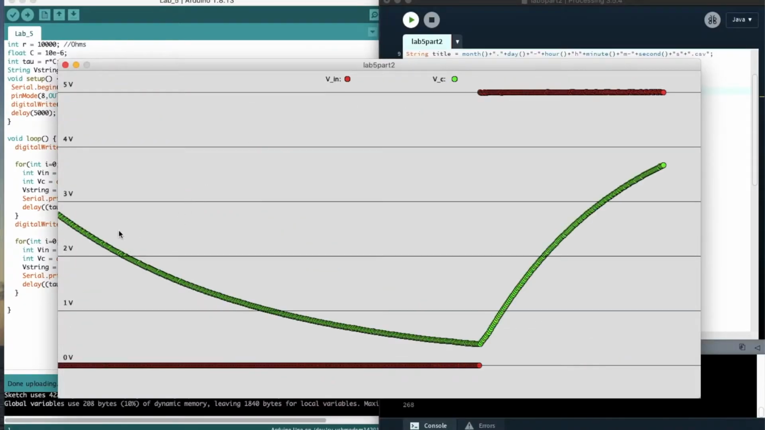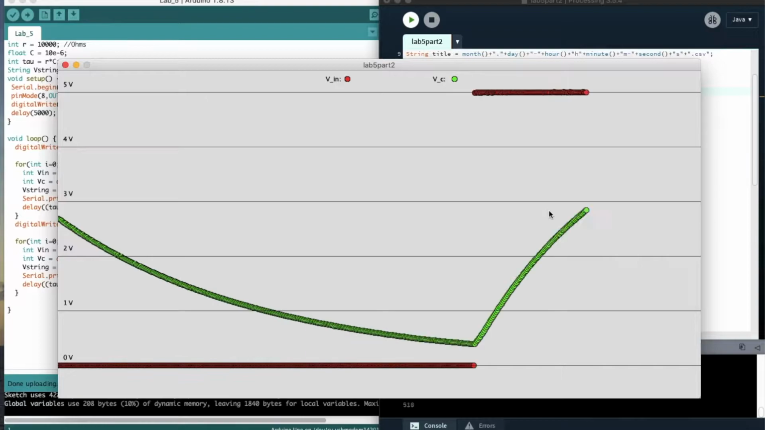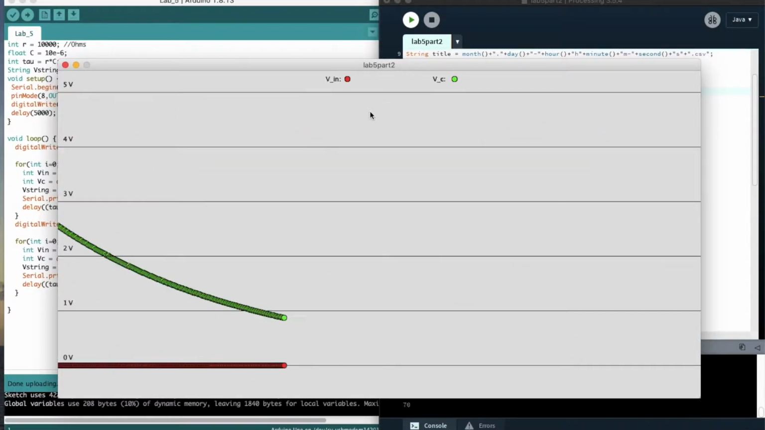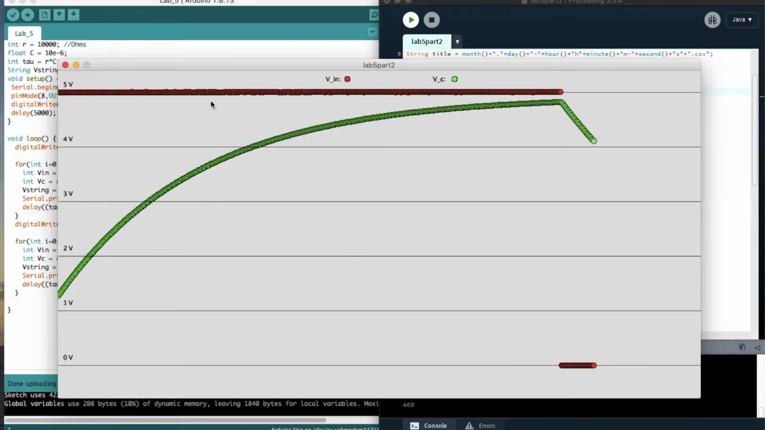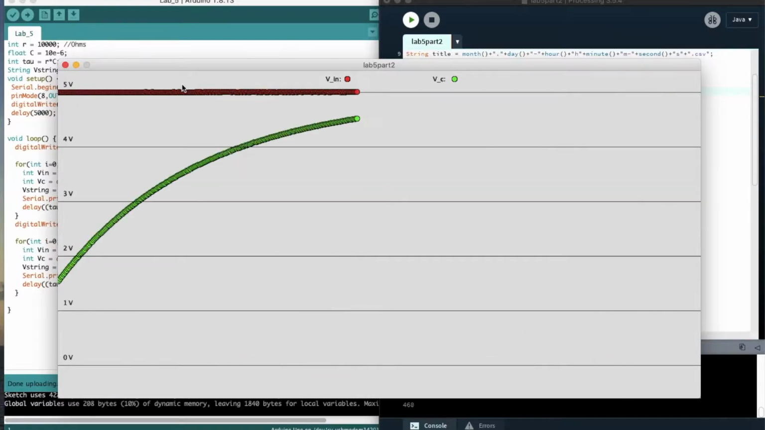For the 10K ohm resistor, we can see that the capacitor voltage will more fully fill up towards that 5 volt range and decrease down closer to the 0 volt. This is because the resistance is lower, causing more voltage to flow through the circuit.